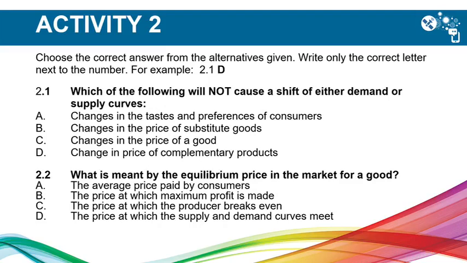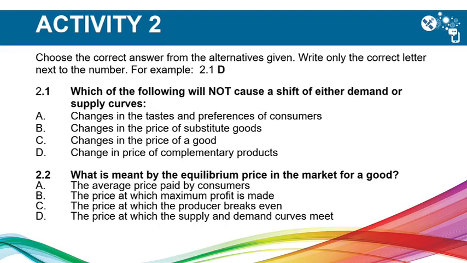B, changes in the price of substitute goods. It is not the change in the price of the good we are looking at. It is the substitute goods, meaning goods that can replace other goods. Then we've also got changes in the price of a good. So that's a possible answer.